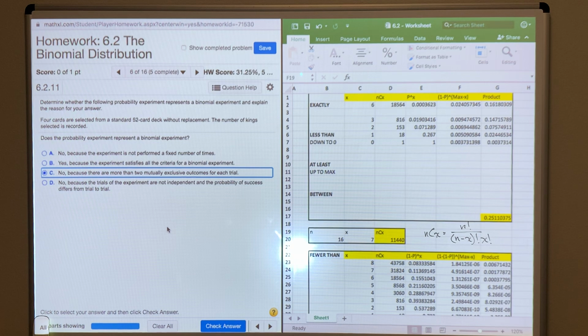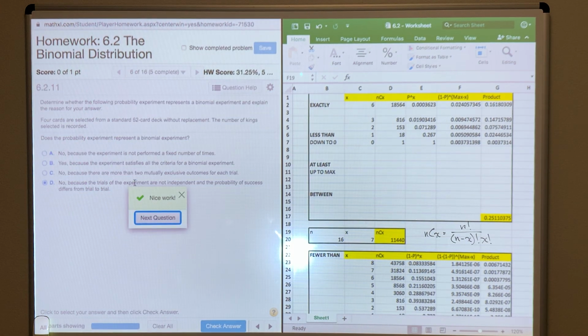No, because there are more than 2 mutually exclusive outcomes for each trial. Well, that's not really the case here. I mean, that's not even in line, because 2 mutually exclusive outcomes could sort of be it, but the better option is that they're not independent, and the probability is going to change, okay?